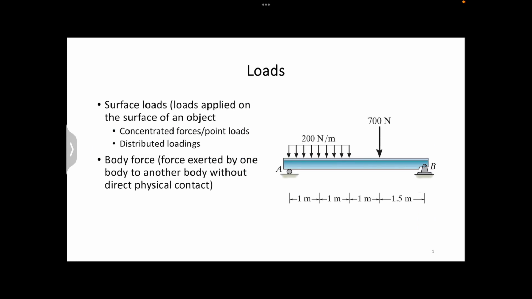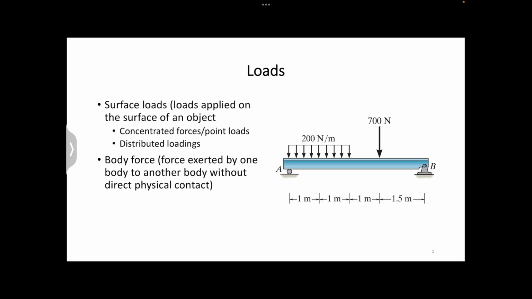Next, we are going to review briefly fundamental concepts that we learned in statics. As you can see later on, these concepts are very important and will be needed to solve solid mechanics problems. Starting with the concept of loads. By definition, loads are forces applied to a body. Based on the point of application, they can be classified into either surface or body force.